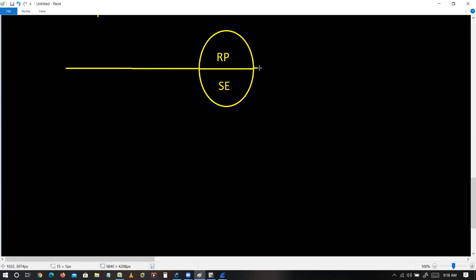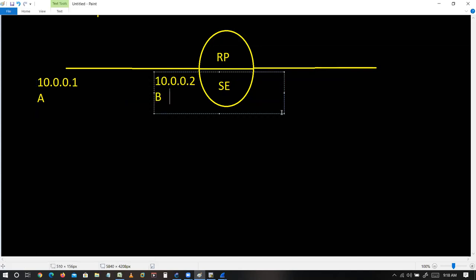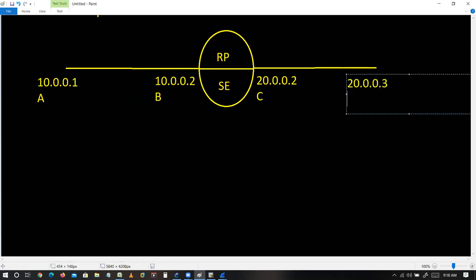See, here we have another PC. This is having address 10001 with MAC address A. This one is having 10002 with MAC address B. This one is having 20002 with MAC address C. And this PC is having 20003 with MAC address D.